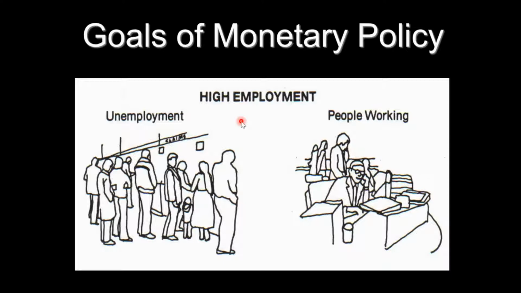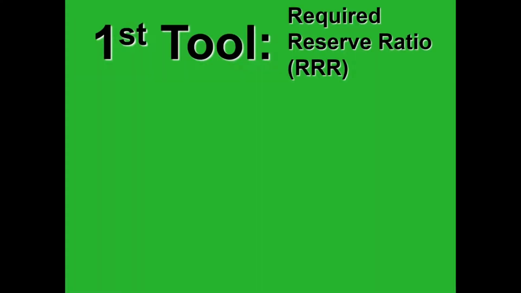And you might see them focusing on employment. You might see them focusing on stable prices. It just changes over time depending on what's going on. But those are the same goals that fiscal policy, if it's operated correctly, should do. So we have some things to fix the problem. Let's take a look at the first tool, the required reserve ratio.